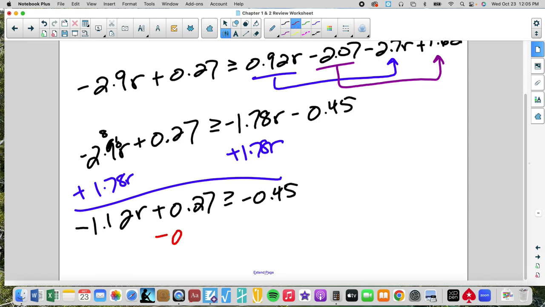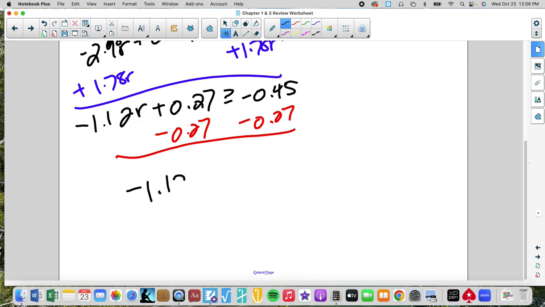Let's subtract 0.27. And we have negative 1.12r is greater than or equal to negative 0.72. That's not even going to be fun. Divide by negative 1.12. I maybe made a mistake. We'll see.